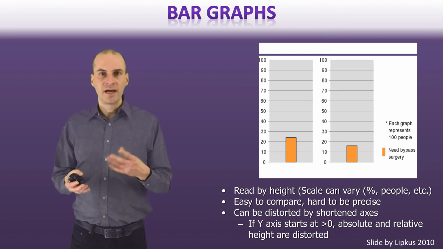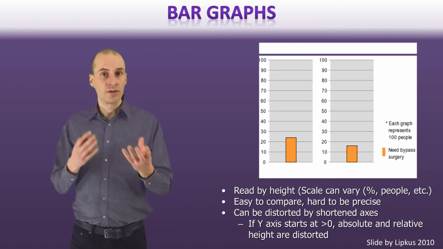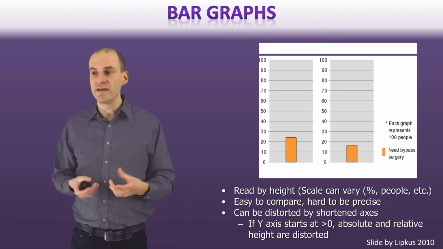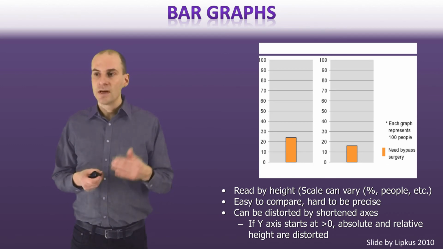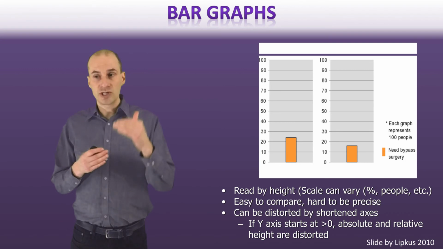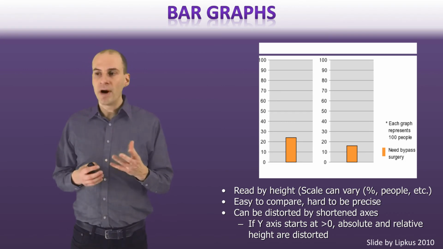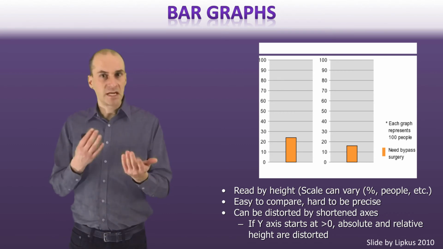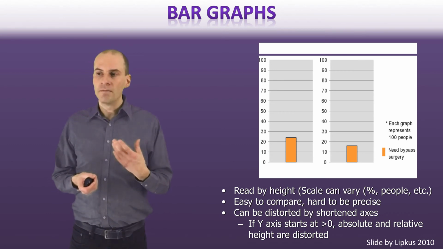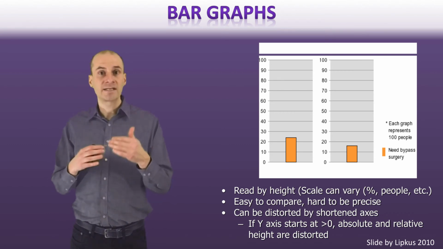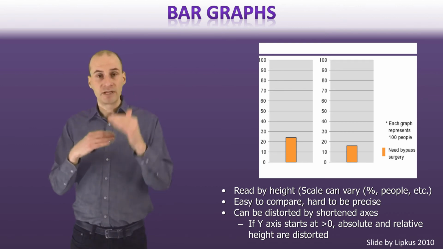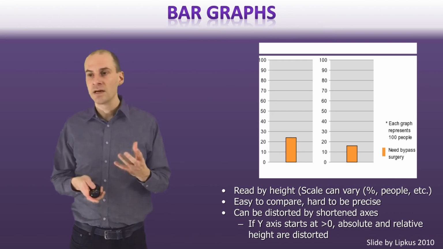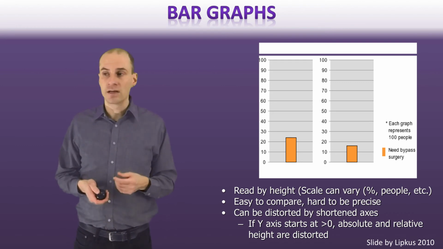Each chart on either side indicates a certain number of people, well, different people might have different need for different numbers of people have a need for a bypass surgery, right? So here you're just reading by height, but it can be hard to be precise sometimes, but it's pretty easy to compare between the two of them. It can be distorted by shortened axes, so it can make it look much bigger or longer depending on how you put the numbers on the axis. But it's an okay way to convey information.